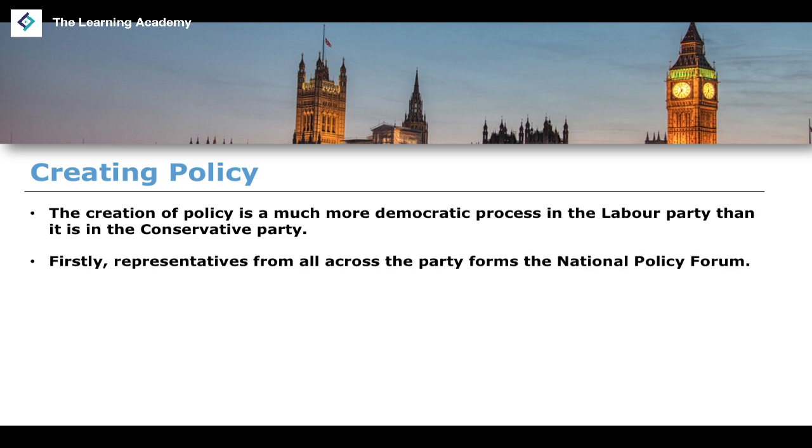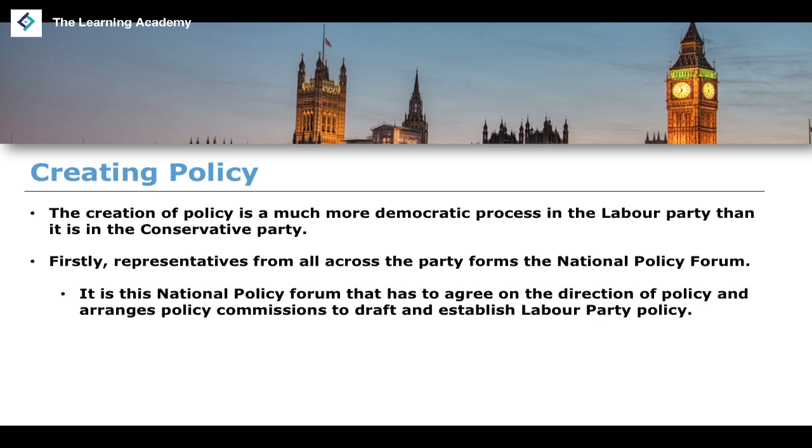So the first thing that happens is representatives from all across the party, we're talking from the higher-ups all the way down to the lower-down parts of the party, come together and form the National Policy Forum. Now, the National Policy Forum agrees on the direction of policy and arranges policy commissions to draft and establish Labour Party policy for the manifesto.